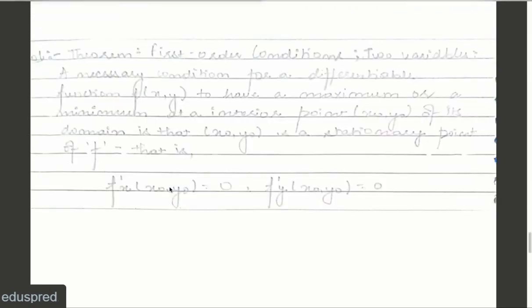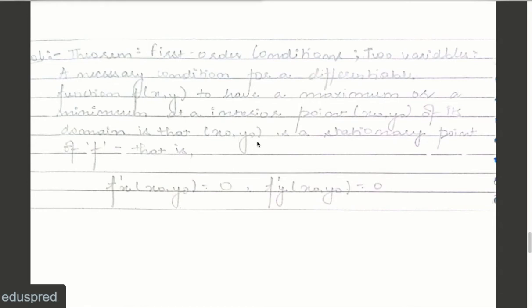So let's quickly revise the necessary condition, which says a necessary condition for a differentiable function to have a maximum or a minimum at the interior point x0, y0 of its domain is that x0, y0 is a stationary point of f. That is, the first order partial derivatives take the value of 0 when evaluated at this point, that is x0 and y0.